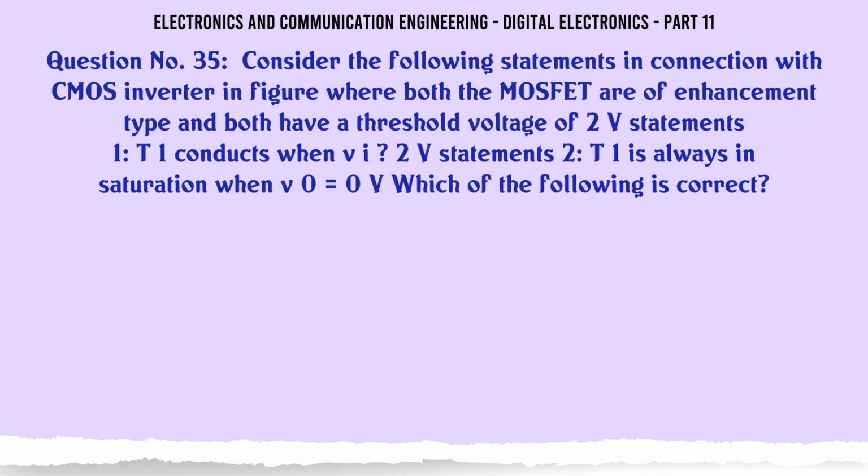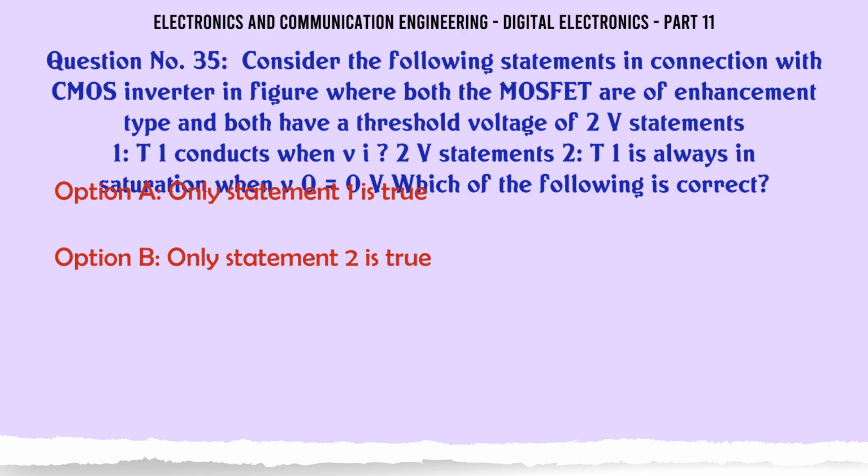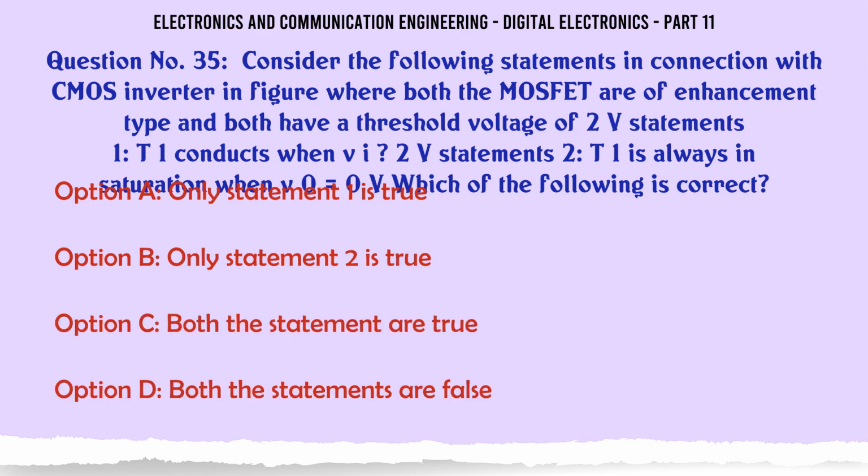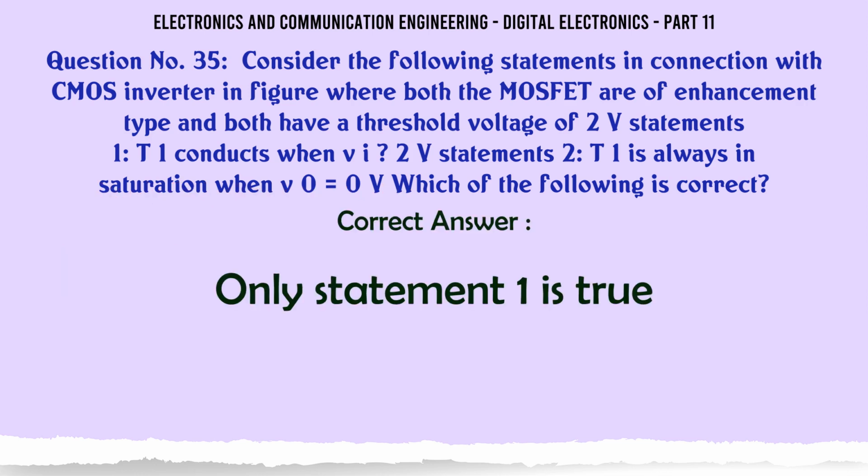Consider the following statements in connection with the CMOS inverter in the figure, where both the MOSFETs are of enhancement type and both have a threshold voltage of 2V. Statement 1: T1 conducts when Vi is greater than 2V. Statement 2: T1 is always in saturation when Vo is 0V. Which of the following is correct? A. Only statement 1 is true, B. Only statement 2 is true, C. Both the statements are true, D. Both the statements are false. The correct answer is only statement 1 is true.